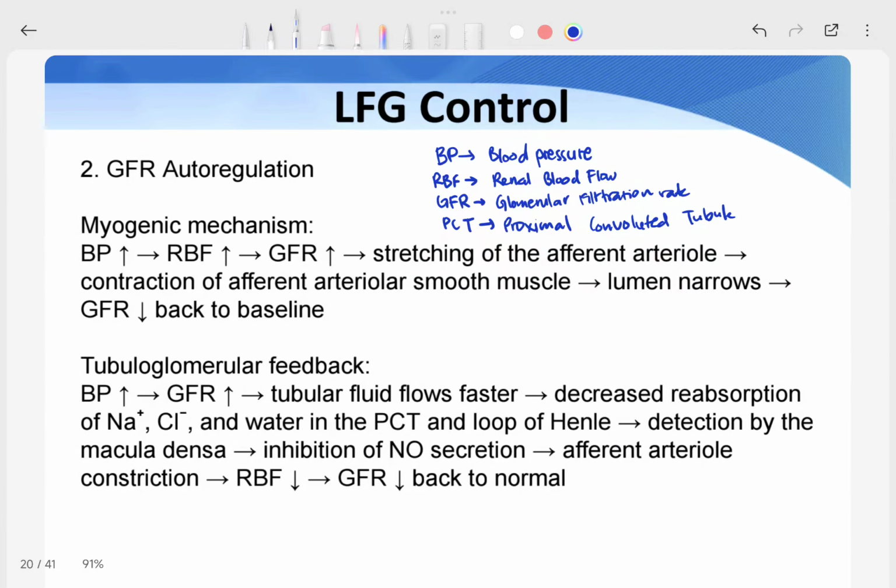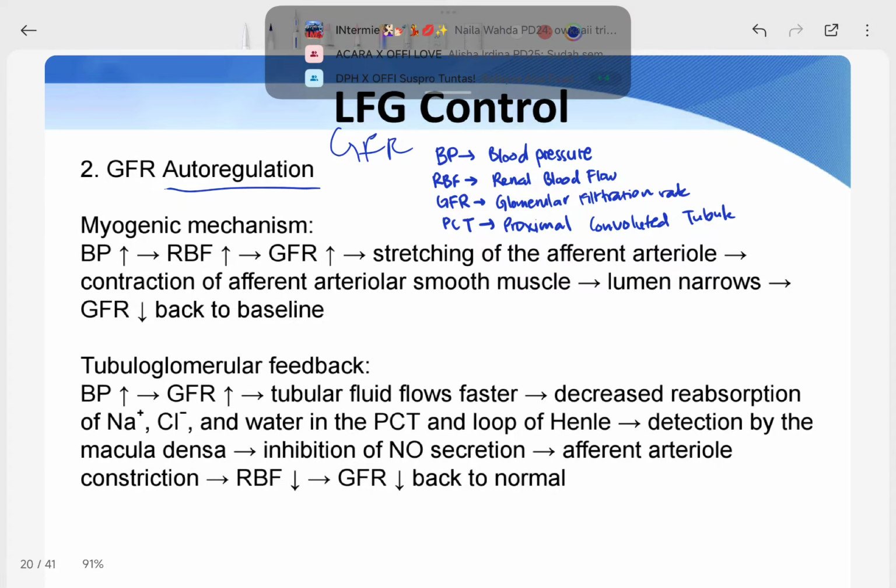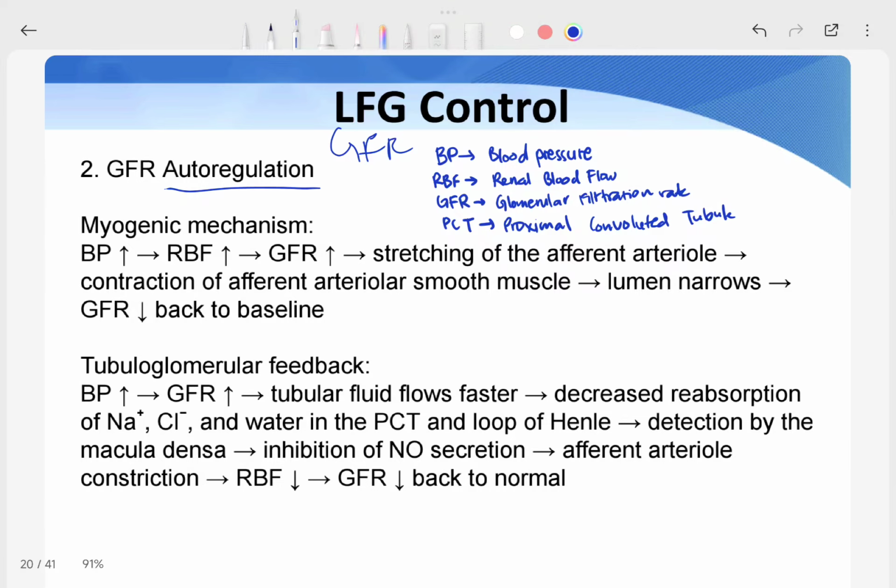But for the GFR control, autoregulation, actually there are two mechanisms. The first one is myogenic, which uses the muscle stretch response. The blood pressure increases and stretches the afferent arteriole, and after that the muscle contracts, the vessel narrows, and the GFR goes back to normal.